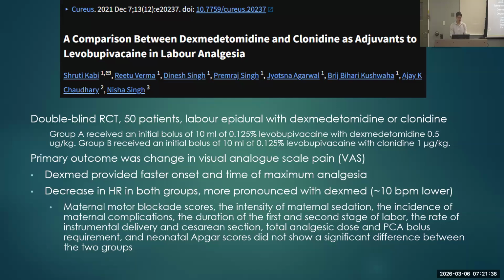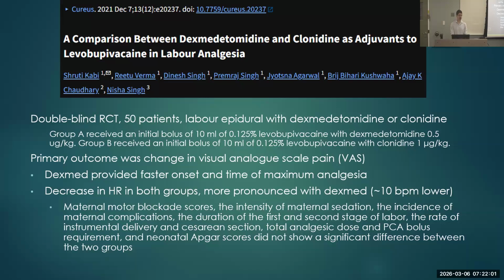The Dexmed group, again, provided faster onset time, maximum analgesia. There was a decrease in heart rate in both groups. It was more pronounced with Dexmed. They were about 10 beats per minute lower than the clonidine group, but neither was low. So the Dexmed group was around 90 beats per minute throughout their study period, and the clonidine group was about 100. Probably the most important thing, and really the reason that I included this study, is this big blurb at the bottom.